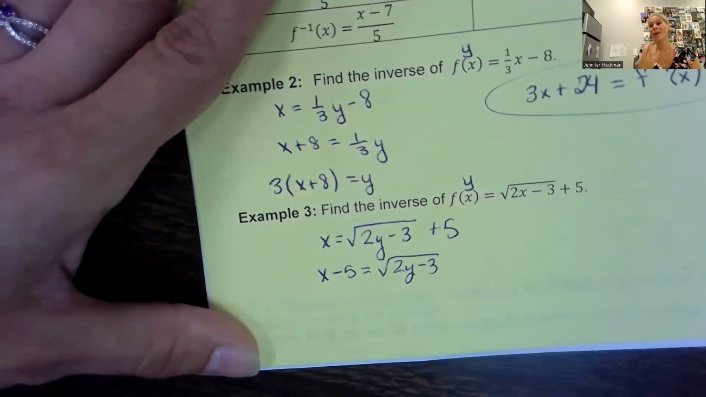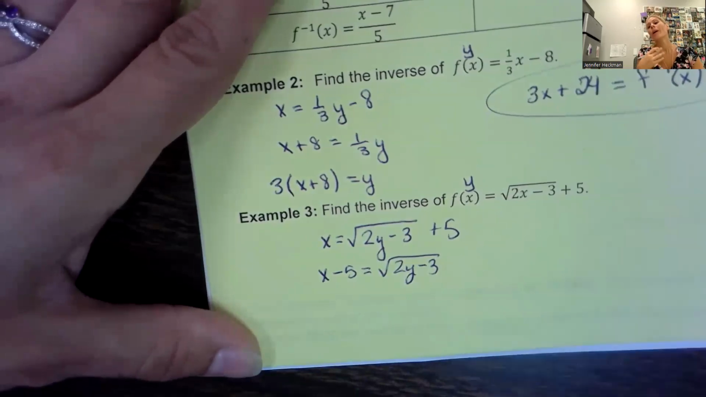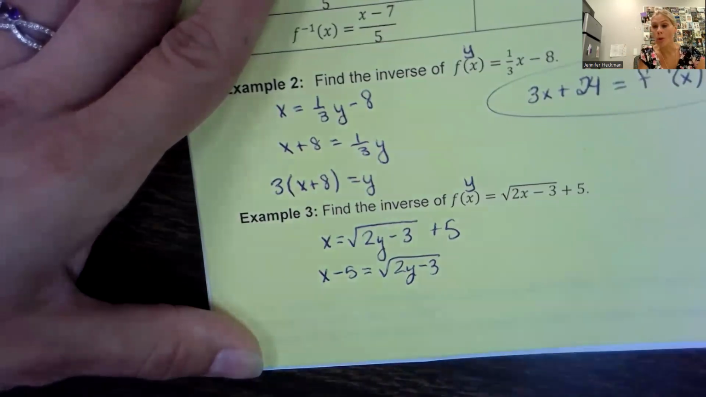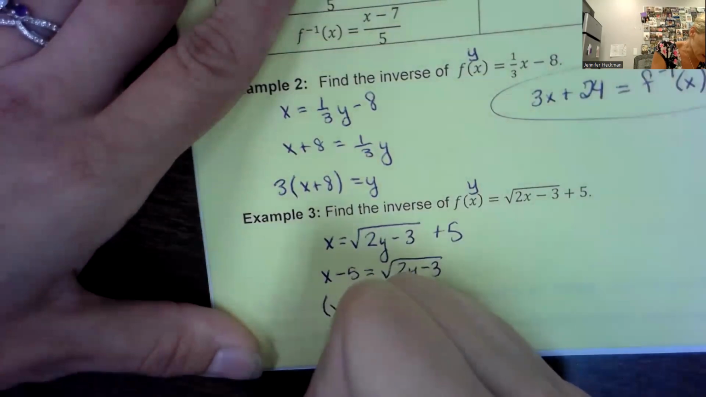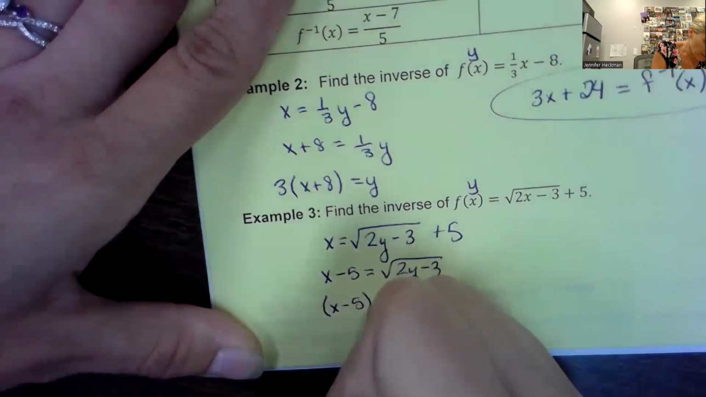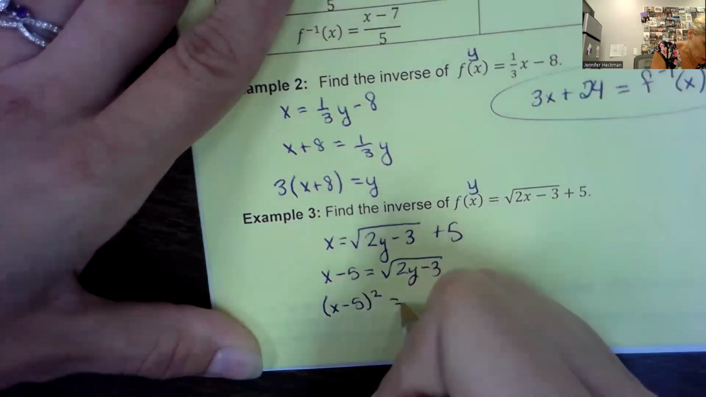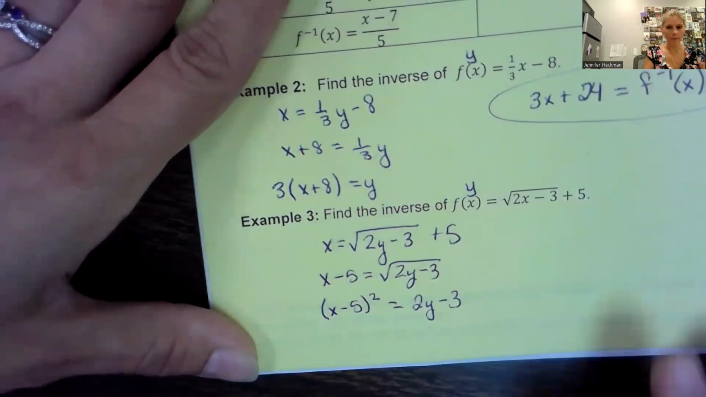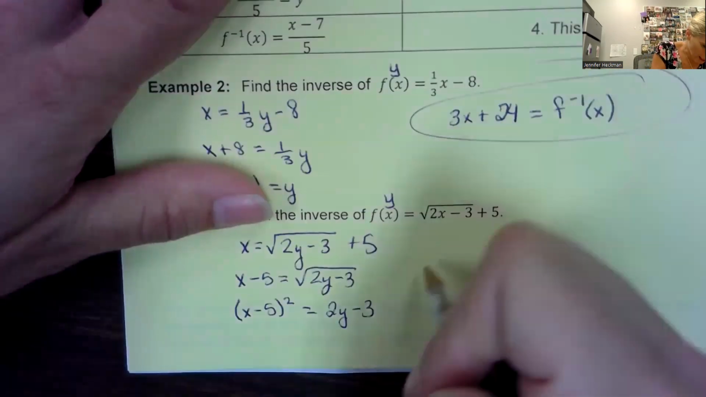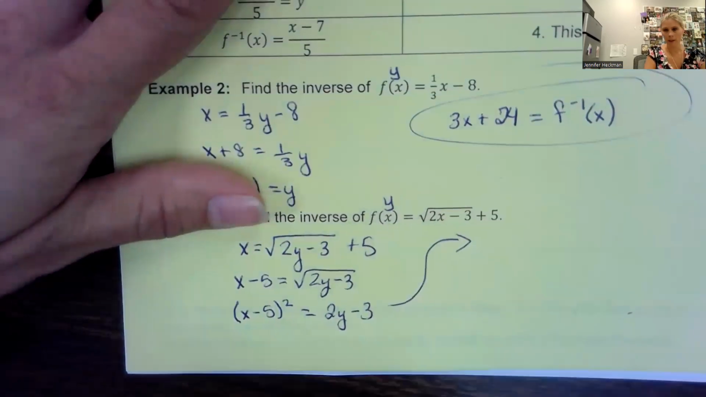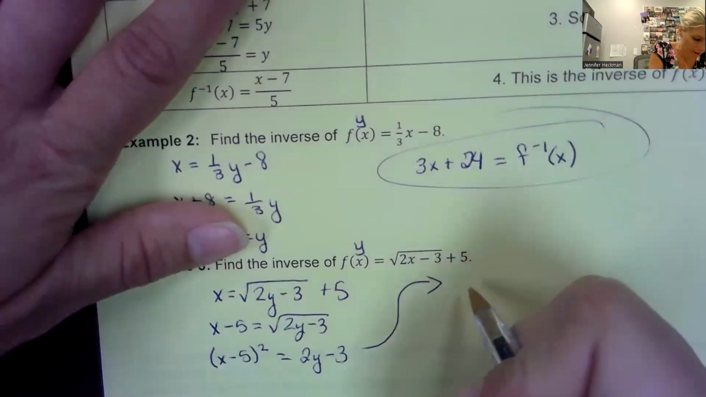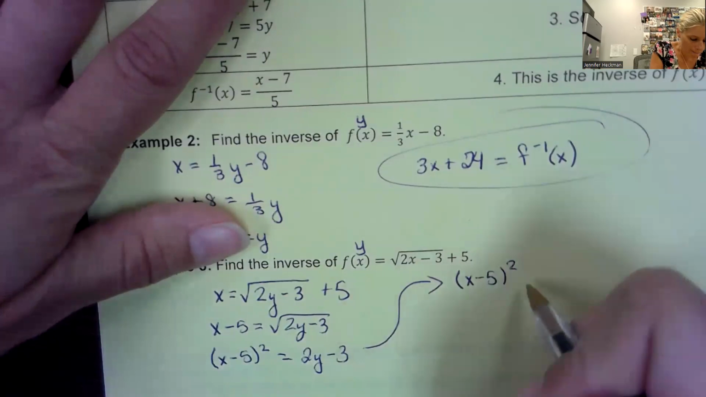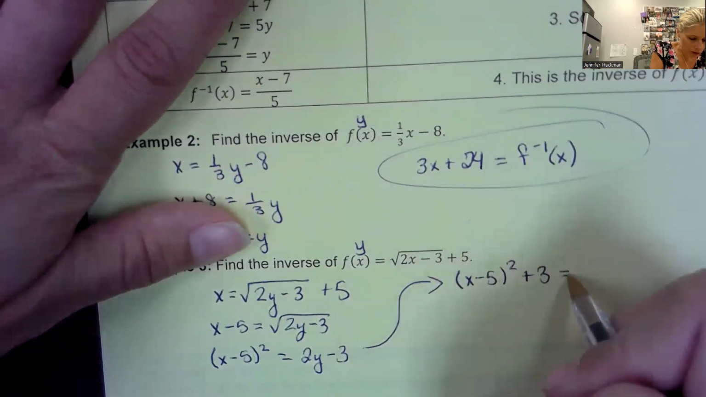Okay, what's next? What's technically around y? Well, we have a 2, we have a 3, and we have a square root. So what do we get rid of first? We have to get rid of the square root. How do you get rid of a square root? You square both sides. So this is going to be x minus 5 squared equals 2y minus 3. Okay. Then I'm going to get rid of the 3 by adding it to both sides. I want to show my pattern, so I'm going to make arrows right there since I have a couple more steps. So x minus 5 squared plus 3 equals 2y.